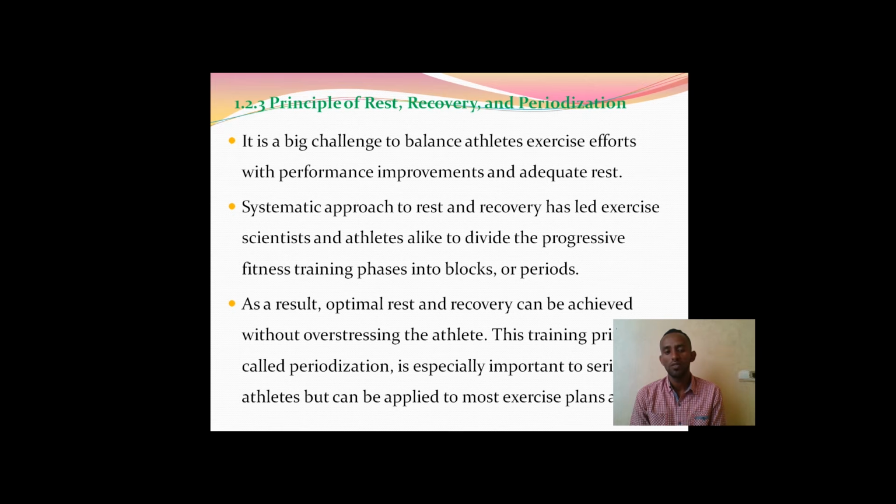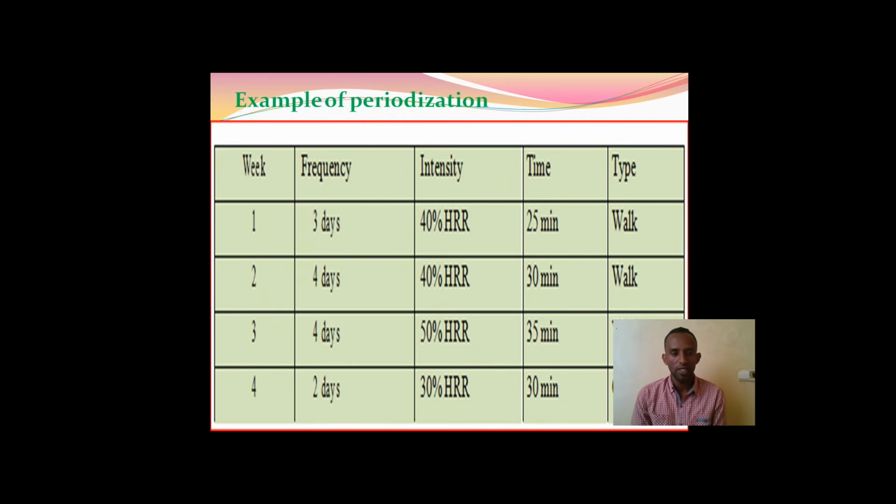And this training principle is called prioritization. Prioritization is all about planning your exercise with adequate rest and adequate performance time. It's essentially important to serious athletes, all right? But it can also apply to most exercise plans for humans like us. For example, you can see here an example of prioritization.